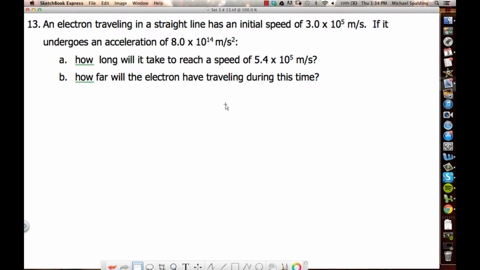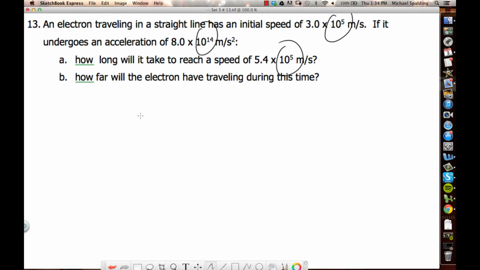All right, the thing that makes this problem challenging, if you got stuck on it, who can tell me what makes this challenging? The powers of 10, dealing with these big numbers here. 10 to the 5th, 10 to the 14, these powers of 10. But look, the concepts are the same. I mean, this really is an easy problem.